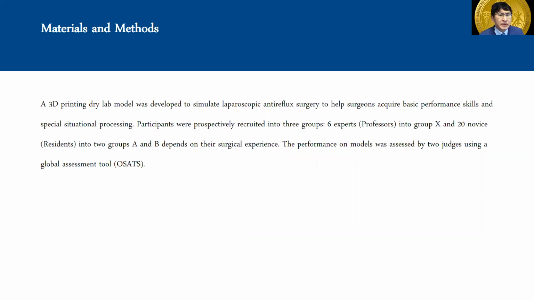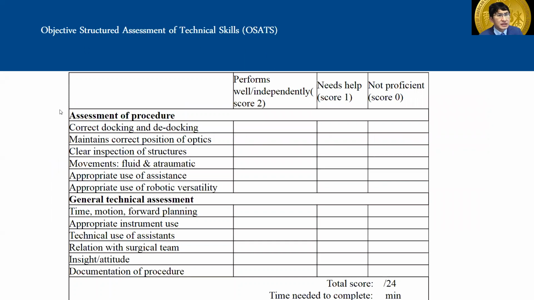Participants were prospectively recruited into 3 groups, with 6 experts in Group X and 20 novices in groups A and B, depending on their surgical experience. The performance on the models was assessed by 2 judges using a global assessment tool. So this is the assessment tool we call OSATS. It contains the assessment procedure and the general technical assessment. This was originally designed for robotic surgery, but we modified it for our surgery training.